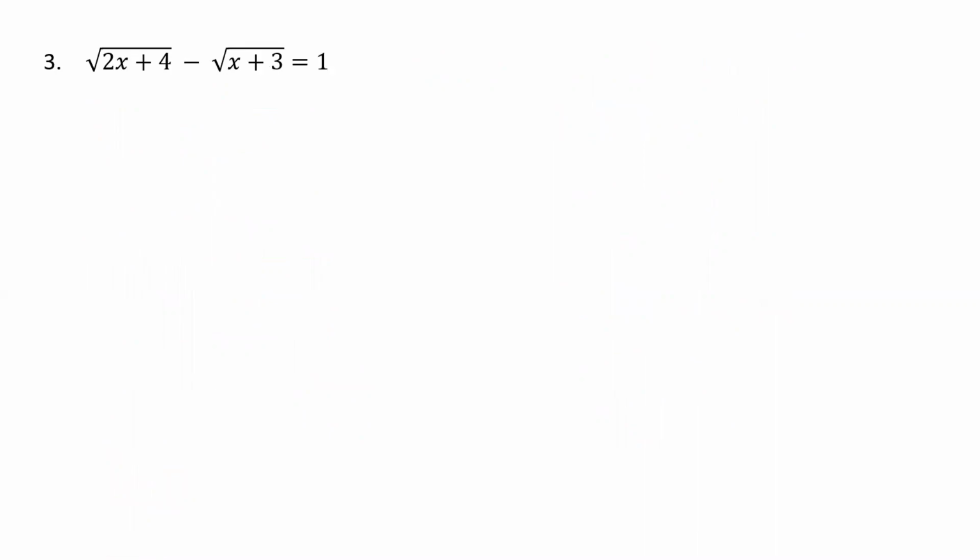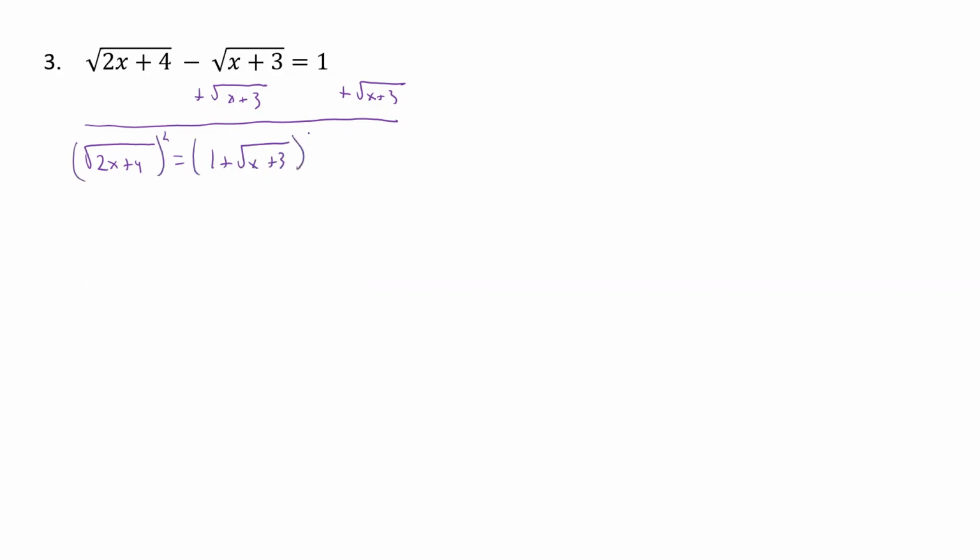Here we got one that has the 2 square roots. So what I'm going to do is I'm going to add just this one to the other side. And so when I do that, then I have the square root of 2x plus 4 equals 1 plus the square root of x plus 3. Then I'm going to square this side, and I'm going to square this side.